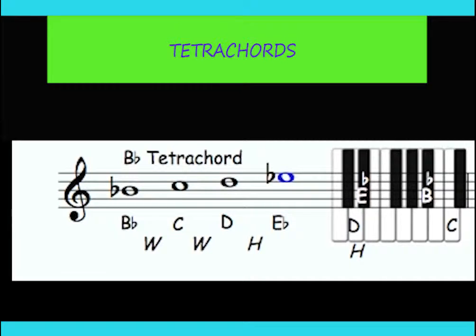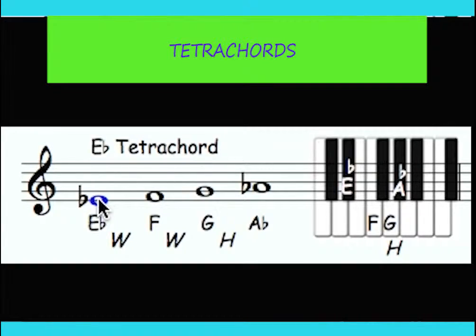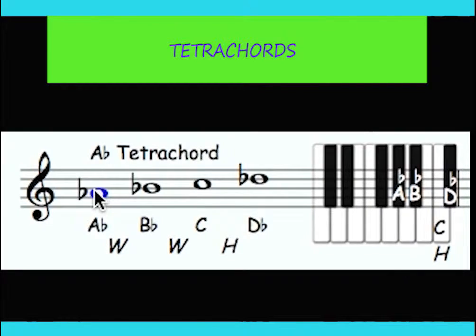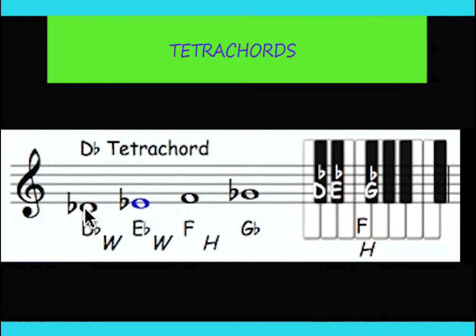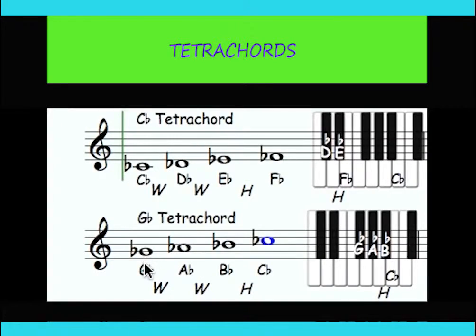Start with E flat. Now we go down a perfect fifth from B flat on the keyboard, and we have E flat. Whole step above E flat is F. Then we're just going to play through all the other tetrachords. And we can see that the G flat tetrachord and the C flat tetrachord are all flat.